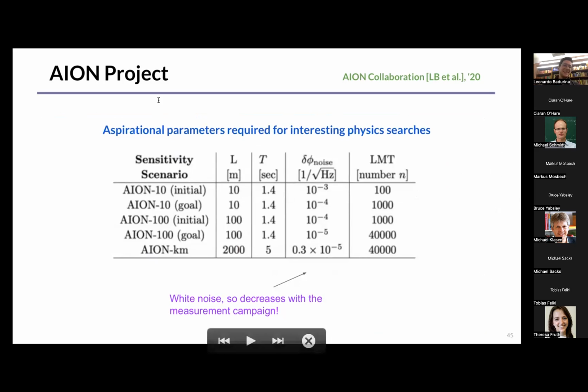Again, to make the AION experiment interesting for physics searches, a number of very aspirational, ambitious parameters have been proposed, but our atom experimental colleagues tell us these should be feasible in the very near future. Specifically for AION kilometer, the phase noise shown here, like 10 to the minus 5 radians per root hertz, would imply using 10 to the 10 atoms in a single shot. This seems very hard at the moment, but it will become more and more feasible with time.